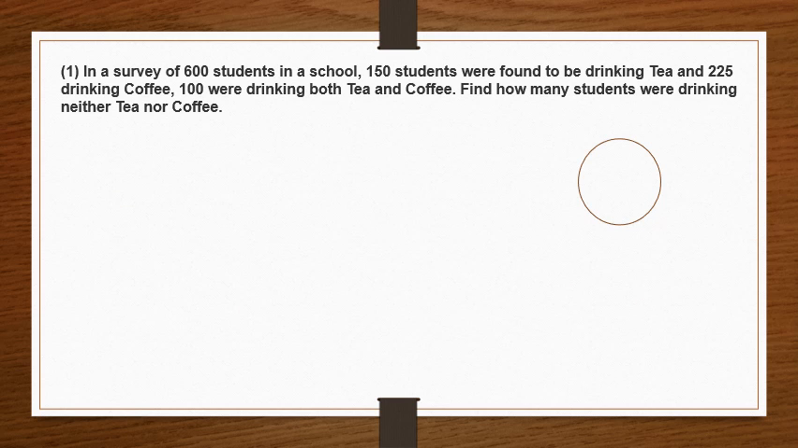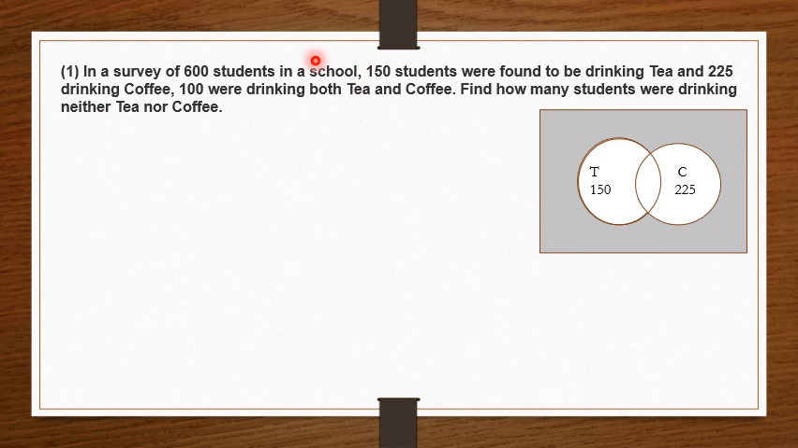Here is the first problem. In a survey of 600 students in a school, 150 students were found to be drinking tea and 225 drinking coffee, 100 were drinking both tea and coffee. Here the question is, find how many students were drinking neither tea nor coffee.